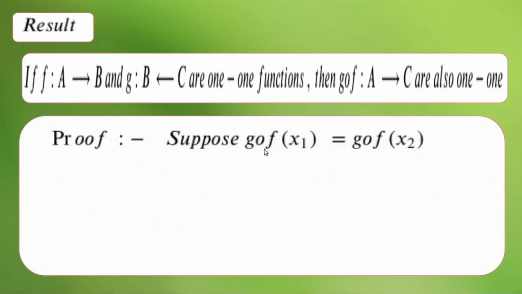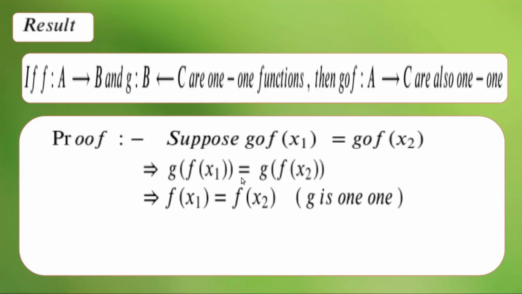Suppose g composition f of x1 equal to g composition f of x2, which is g of f of x1 equal to g of f of x2. See, g is given as a 1-1 function. Now, g of a equal to g of b implies a equal to b. Here, g of f of x1 equal to g of f of x2.